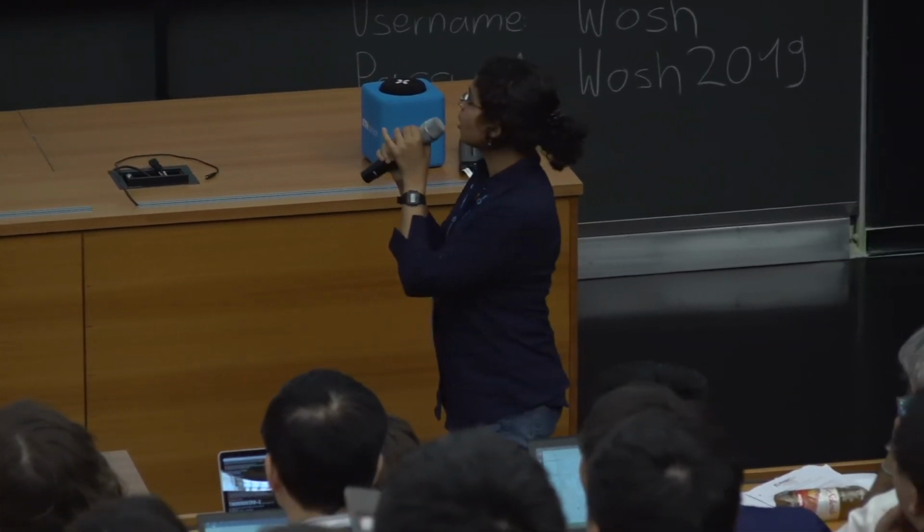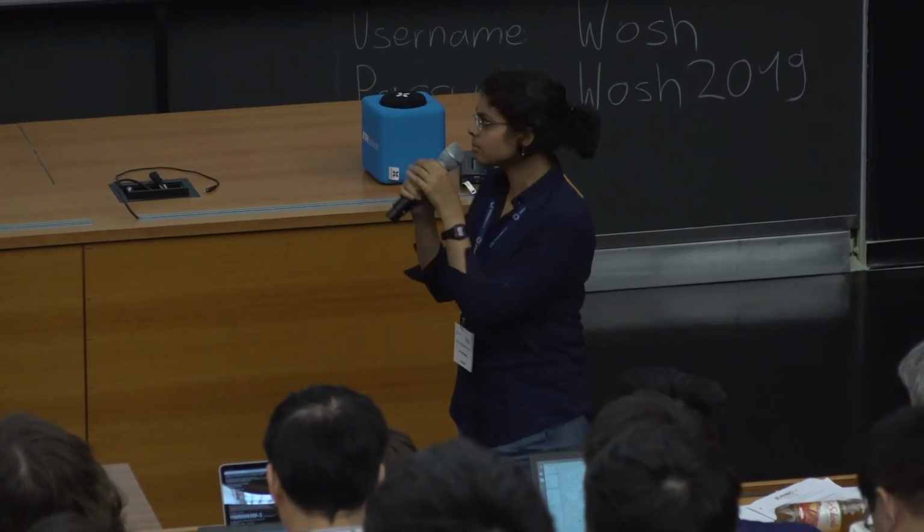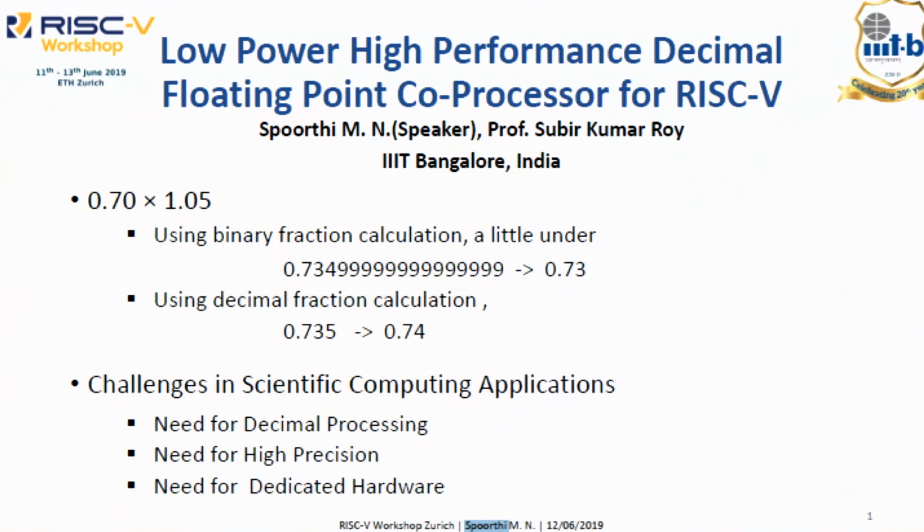Yeah. Hello again. So when you try to multiply a number like 0.7 and 1.50, if you use a binary fractional calculator, you get a number something like 0.73 after rounding it off to 2 decimal numbers. But as we humans use decimal fractions, if we do the same thing and if we round it off, then we get 0.74. And we expect all our calculations to be 0.74 or more of decimal.